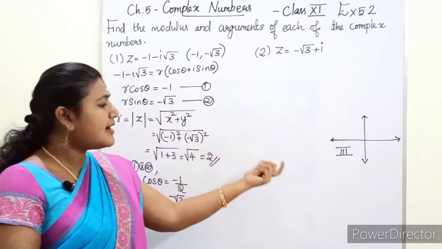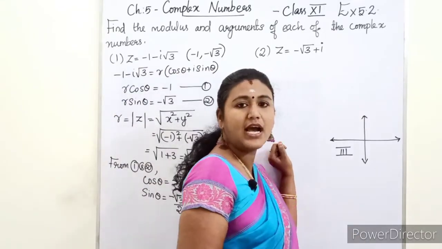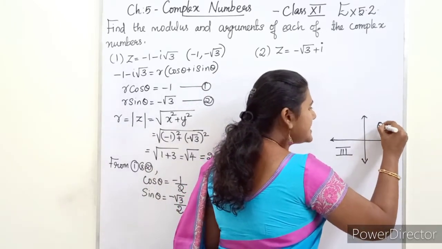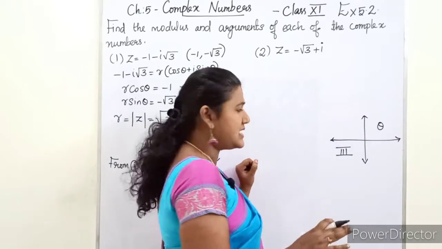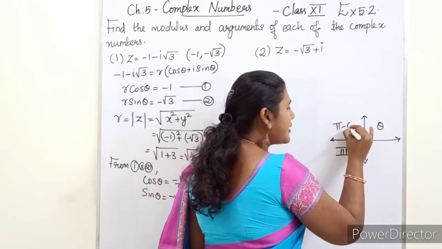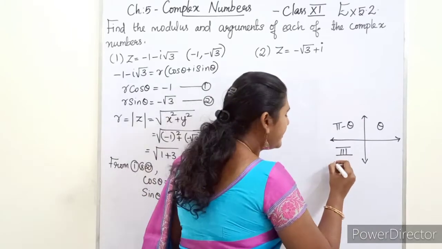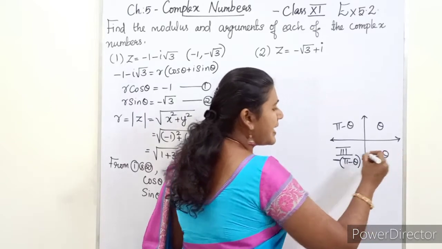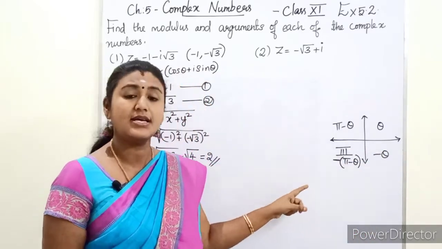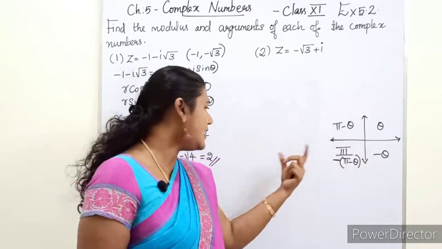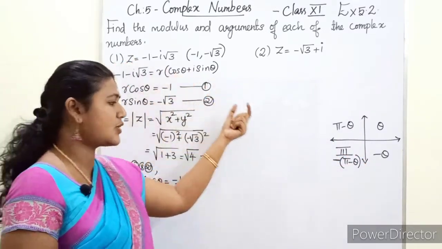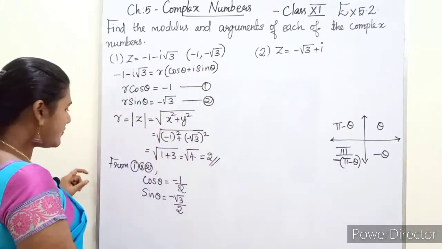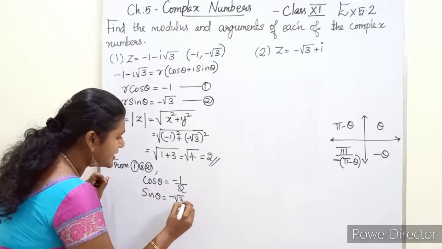Now, in the third quadrant, what is the formula for finding the argument in each quadrant? We have already discussed that. In the first quadrant, the argument is equal to theta, in the second quadrant the argument is pi minus theta, in the third quadrant it is minus of pi minus theta, and in the fourth quadrant it is minus theta. This is how we find the argument in each quadrant. Here, since z lies in the third quadrant, the argument will be minus of pi minus theta. What is the value of theta? From these two we will first find theta.